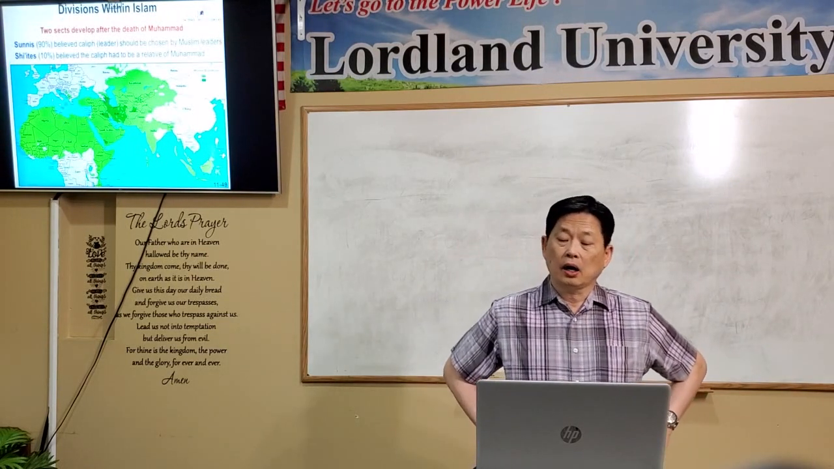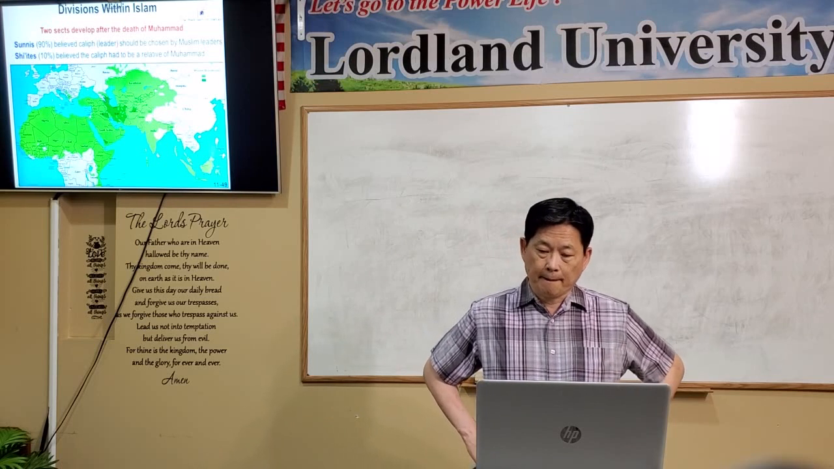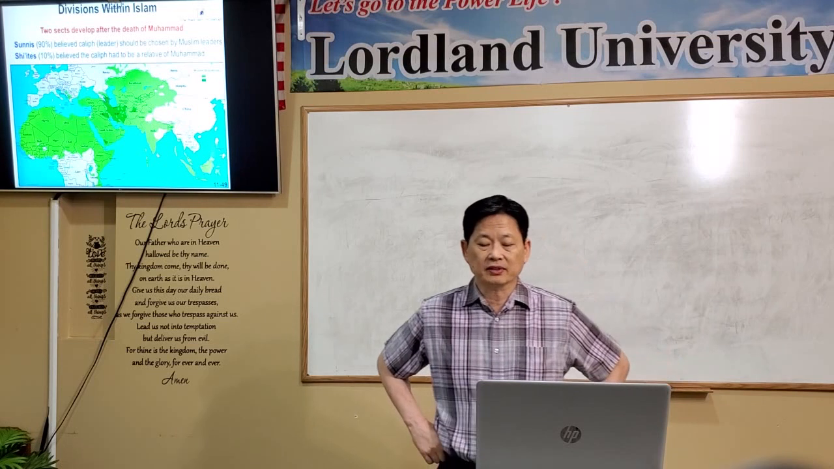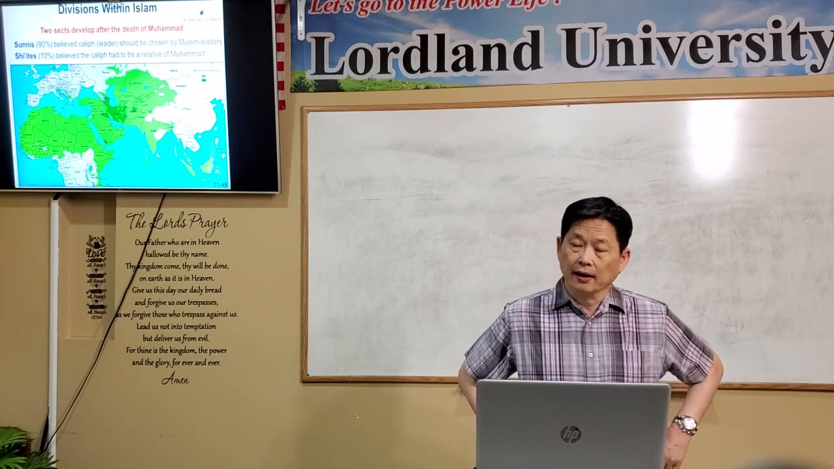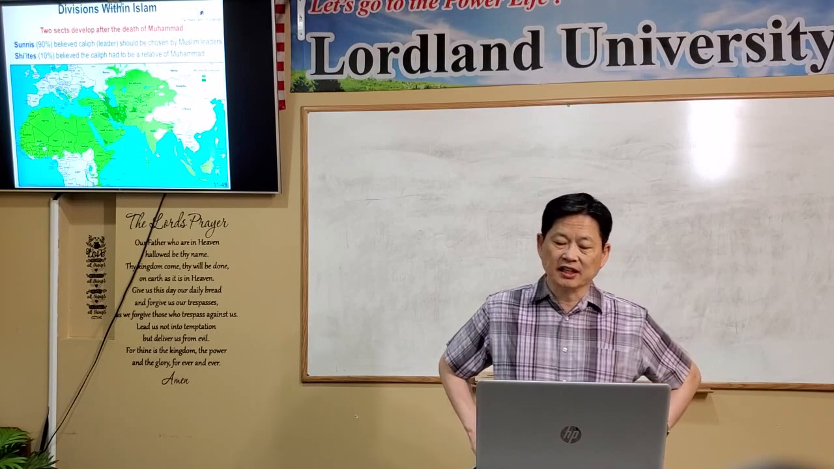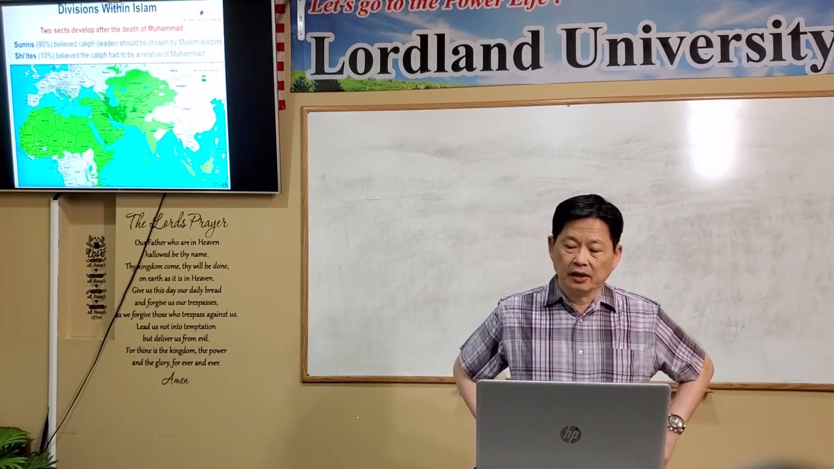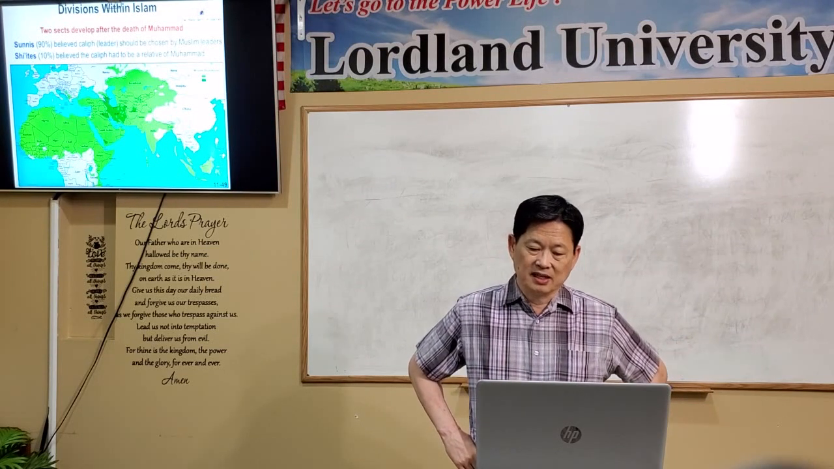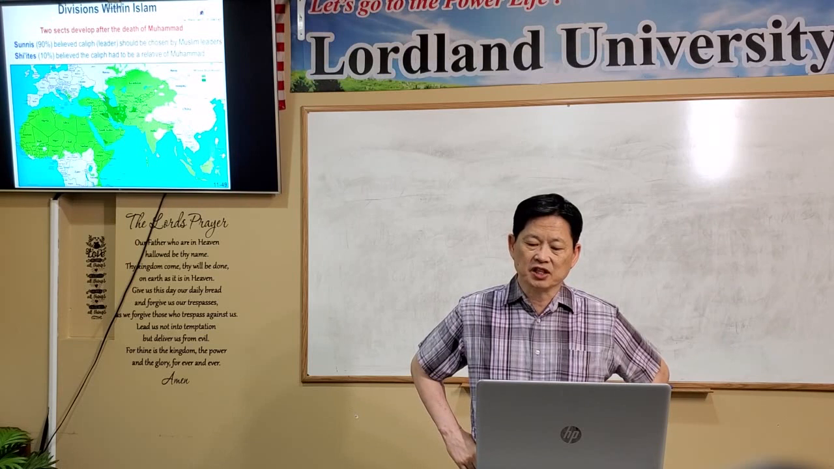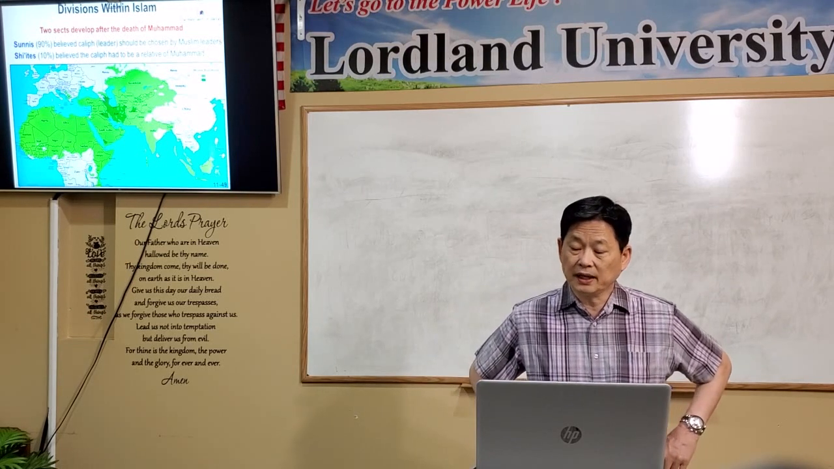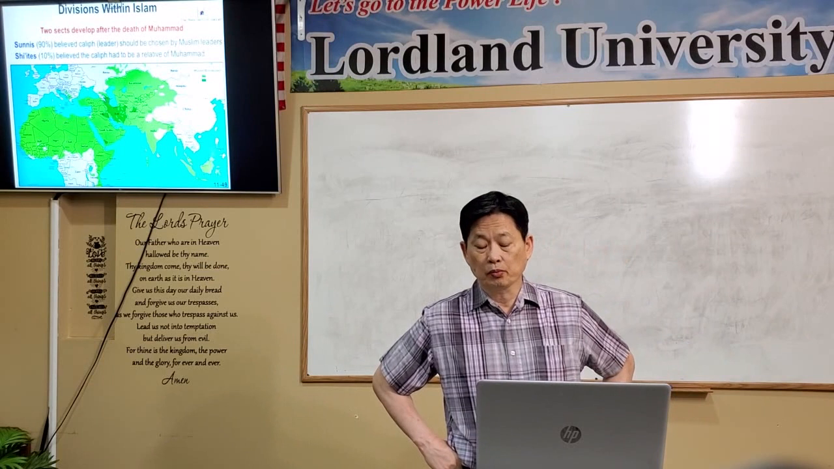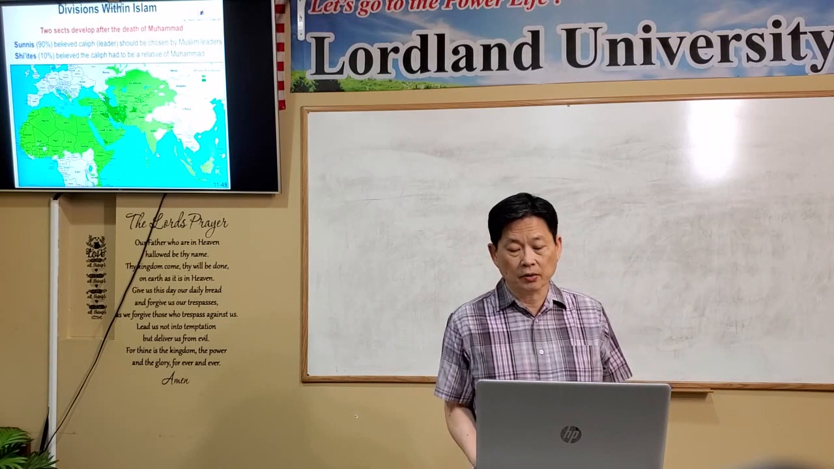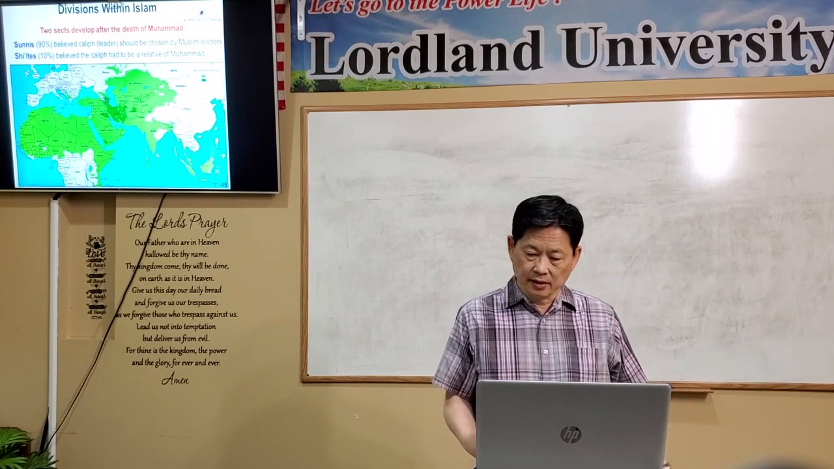Division within Islam. This map shows the division within Islam. Two sects developed after the death of Muhammad. Sunni, about 90%, believed the Caliph, the leader, should be chosen by Muslim leaders. Shia, about 10%, believed the Caliph had to be a relative of Muhammad. This slide shows the division within the Islamic territory.